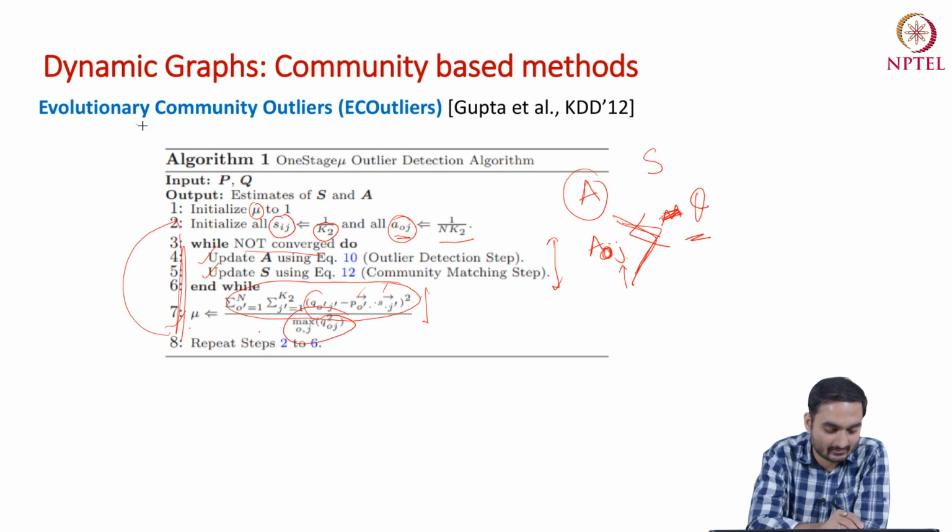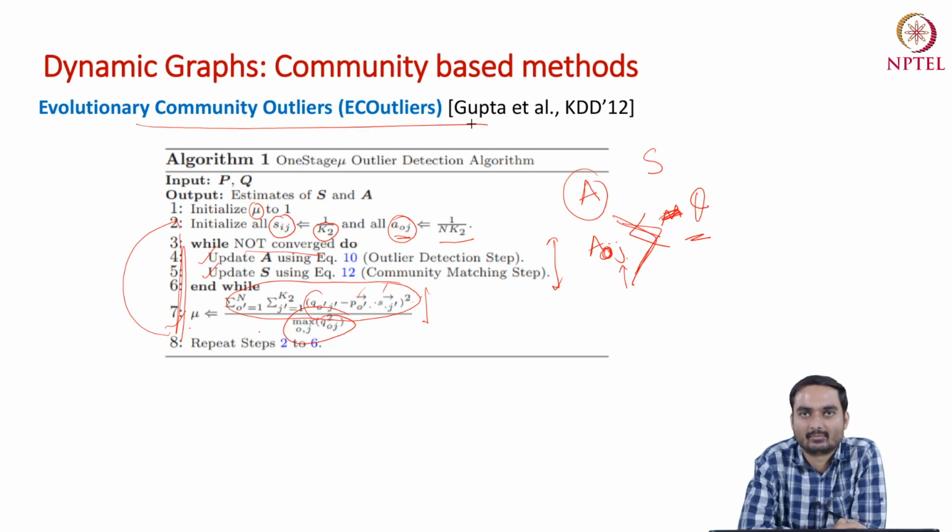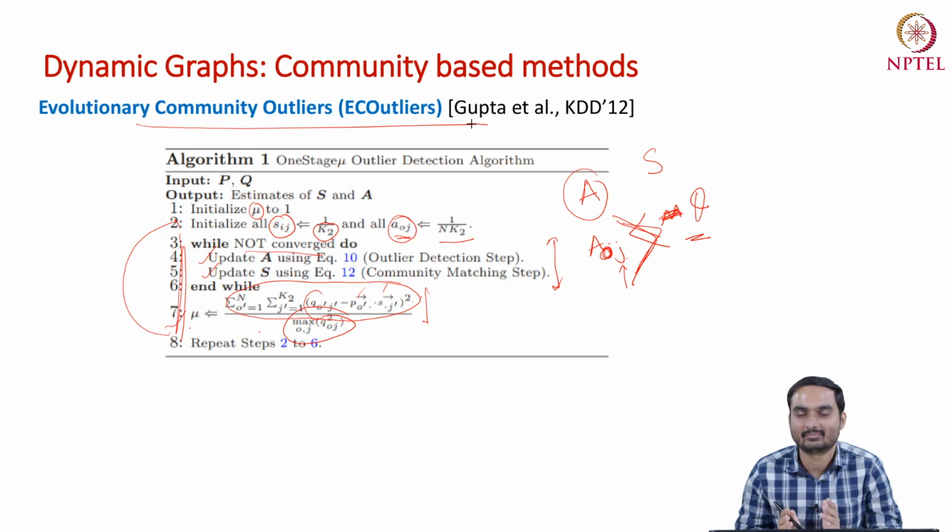You can read this beautiful paper. This is a very interesting paper published in KDD. We have discussed different types of algorithms for outlier detection, and we have mostly exhausted the taxonomy that we started with. So this brings us to the end of this chapter.